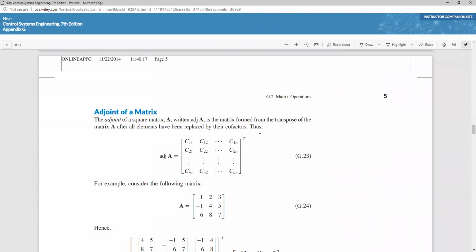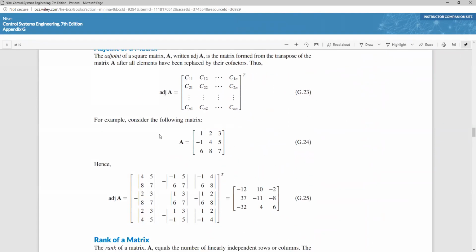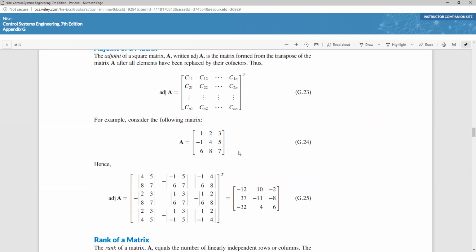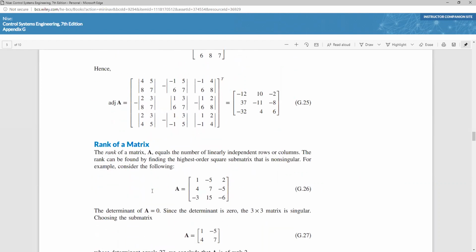And adjoint matrix. This is the adjoint matrix. Adjoint of a square matrix, written ADJA, is a matrix formed from the transpose of the matrix A after all elements have been replaced by their cofactors. So you have to replace the values by their cofactors. See, that is the adjoint matrix. At first, make the transpose, replace the transpose by their cofactors.